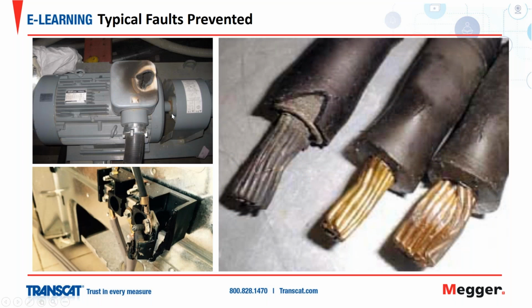Here we just have examples. There's a high resistance fault in a motor. Here we have some poor crimps on high voltage wires. Down here we see a poor connection on a terminal block that's resulted in the terminal block just melting away.